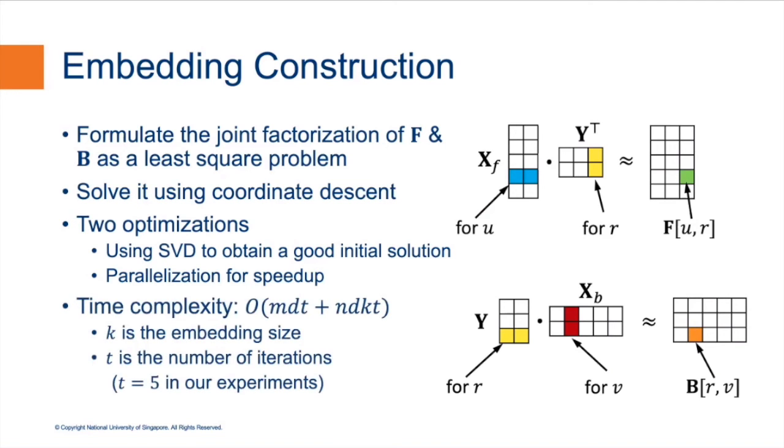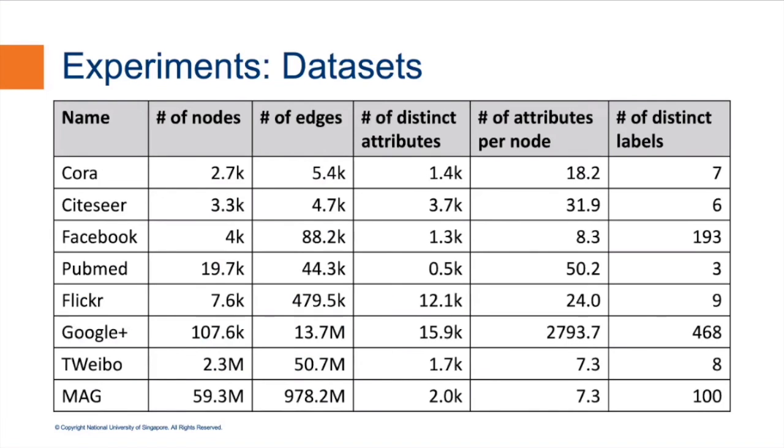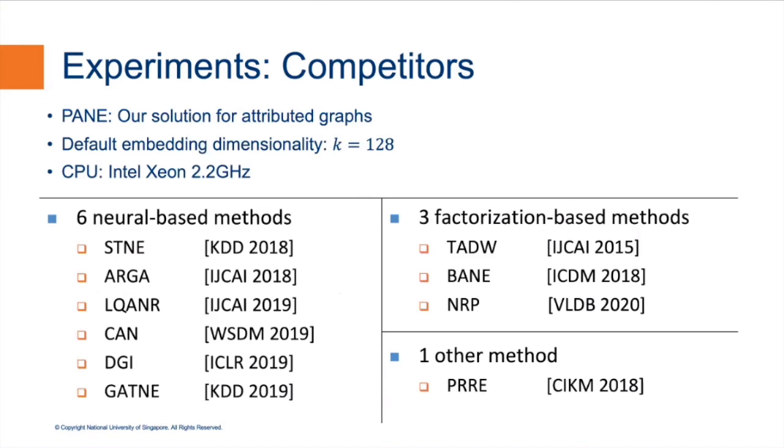The overall time complexity of our algorithm is big O(MDT plus NDKT), where M is the number of edges, N is the number of nodes, D is the number of attributes, K is the embedding dimensionality, and T is the number of iterations. In our experiments, we used 8 datasets with up to 50 million nodes and almost 1 billion edges. We compare our proposed PANE method against 6 neural network-based methods, 3 matrix factorization-based methods, and 1 other method. We set the embedding dimensionality to 128, which is a common setting in the literature.